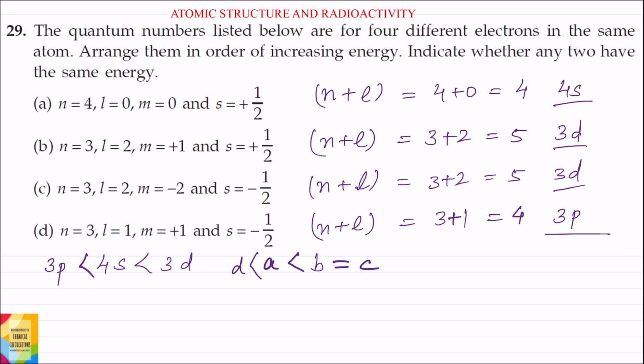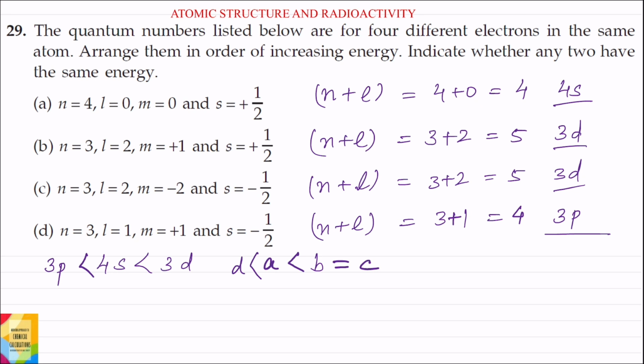Question 29. The quantum numbers listed below are for 4 different electrons in the same atom. Arrange them in order of increasing energy. Indicate whether any two have the same energy. Now values of quantum numbers are given.